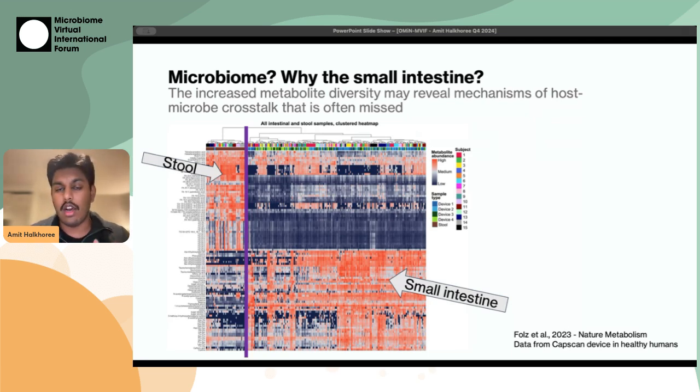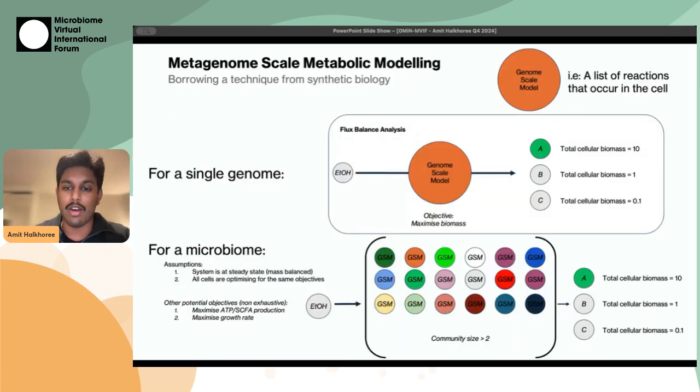So to do this, I borrowed a technique from synthetic biology. Now, I appreciate Professor Givens gave a very rounded overview of this, so I'll be brief. I used metagenome-scale metabolic modeling. To summarize, it's taking effectively a list of reactions and using flux balance analysis to plot the path of metabolites through this chain of reactions, optimizing for a particular objective.